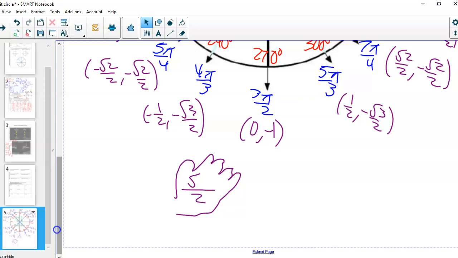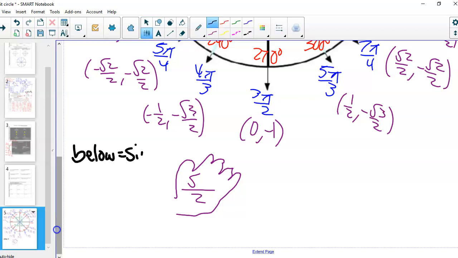So anytime we're going below, those are going to be your sine values. Anytime you go above, those are going to be your cosine values.